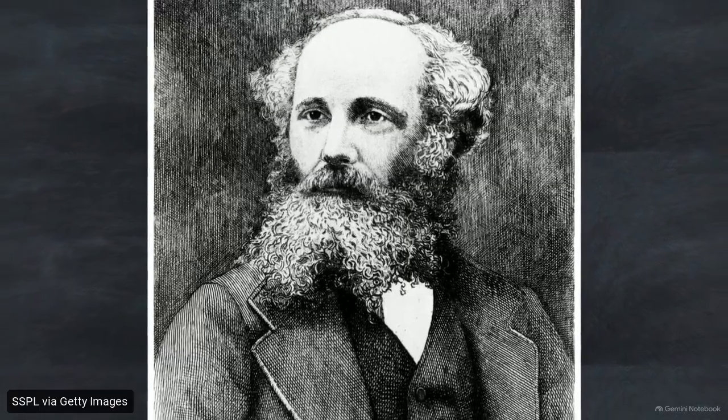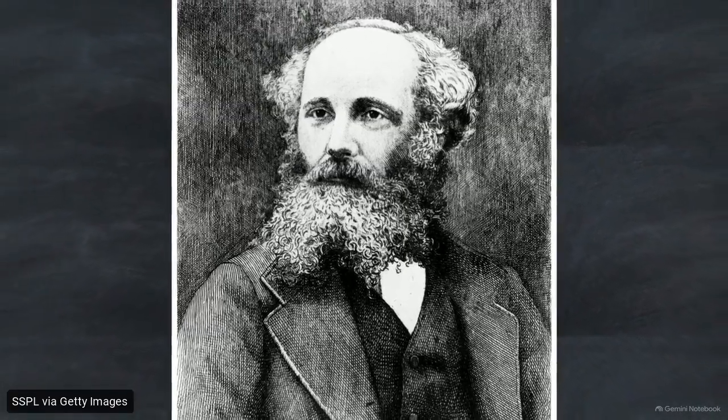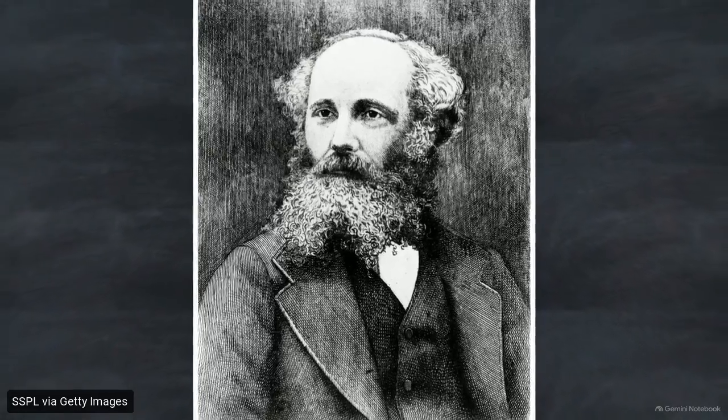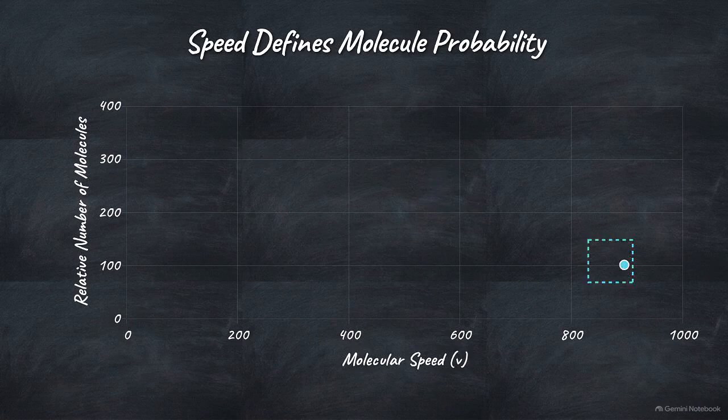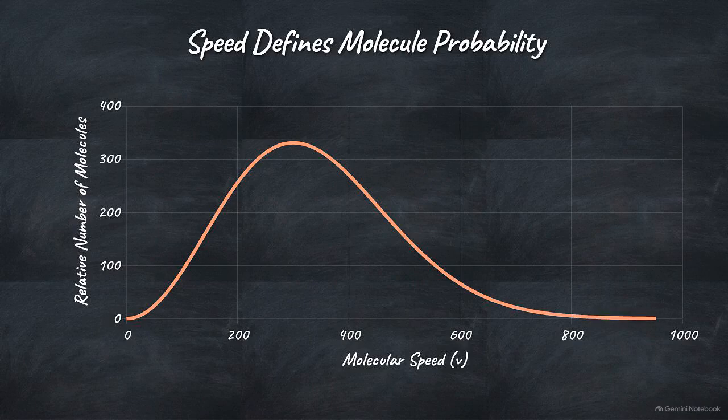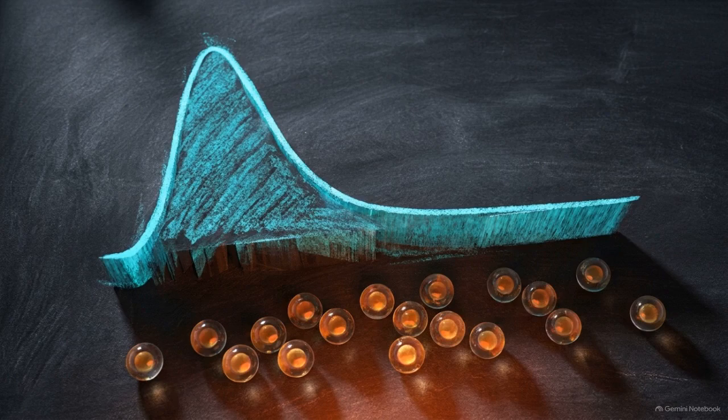In the 19th century, physicist James Clerk Maxwell developed a foundational mathematical relation to predict this gas behavior. Rather than attempting to follow a single particle, Maxwell used a probability density function to calculate the likelihood of molecules operating at specific speeds across the system. By mapping the geometry of this relation, we visualize exactly how thermal energy manipulates molecular chaos.